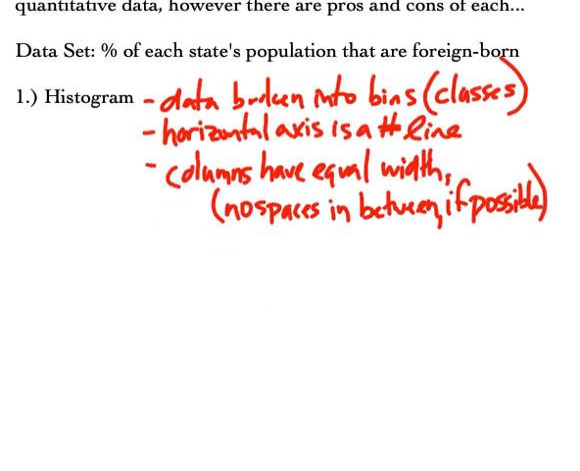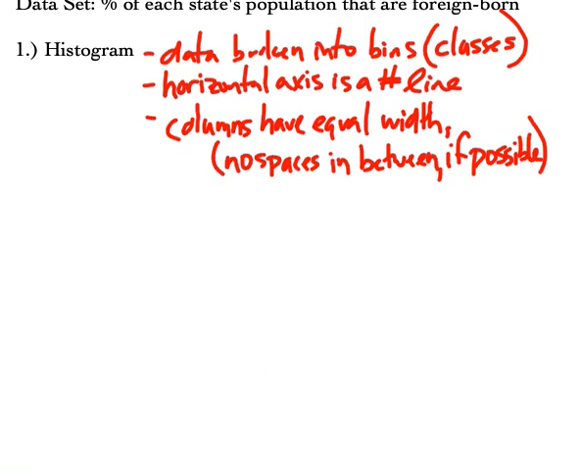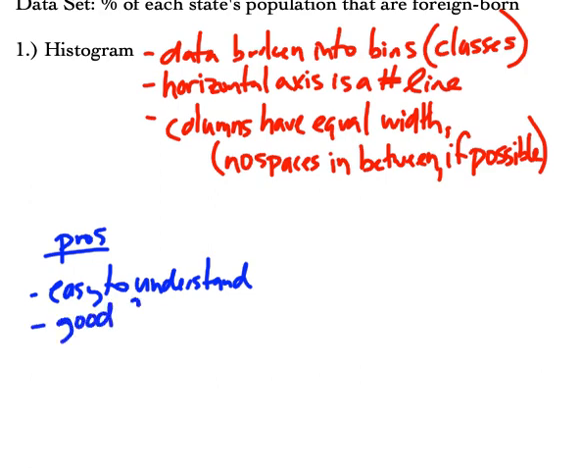There are some pros and cons to a histogram. Why you might use this. Pros is that it's pretty easy to understand. It's pretty straightforward. It does look like a bar graph, and so I think that's a pretty commonly understood way of representing things. And it's really good for large sets of data, just to show some quick trends.